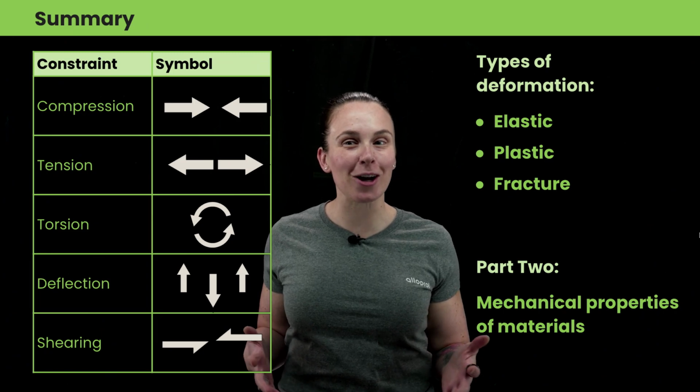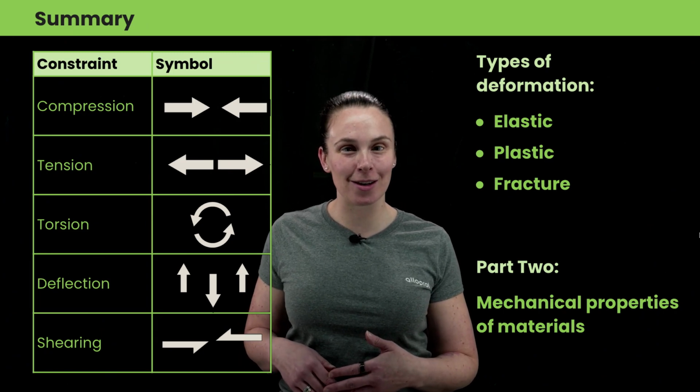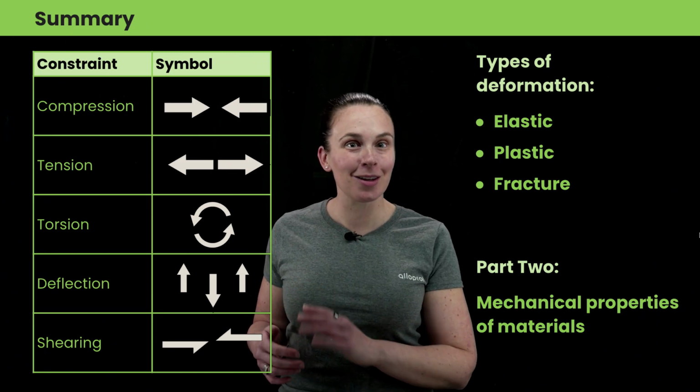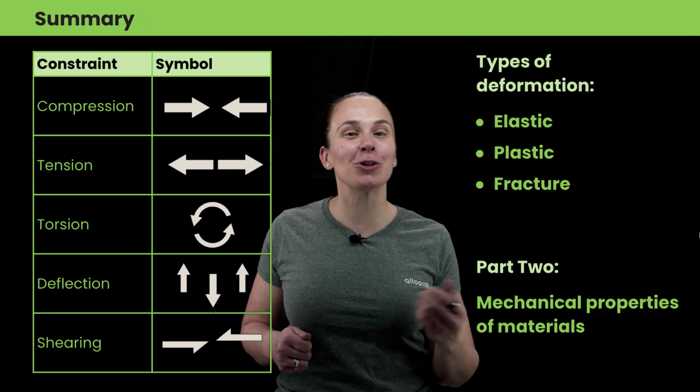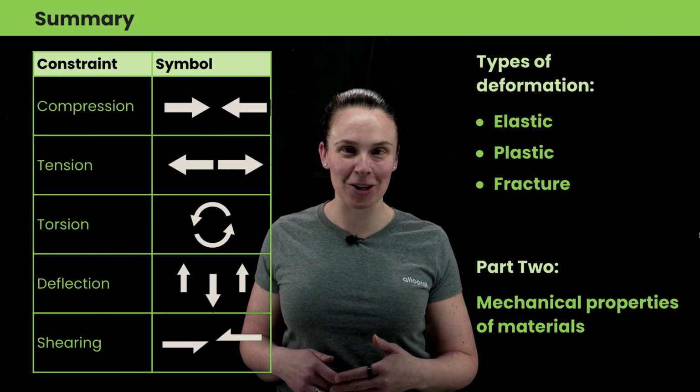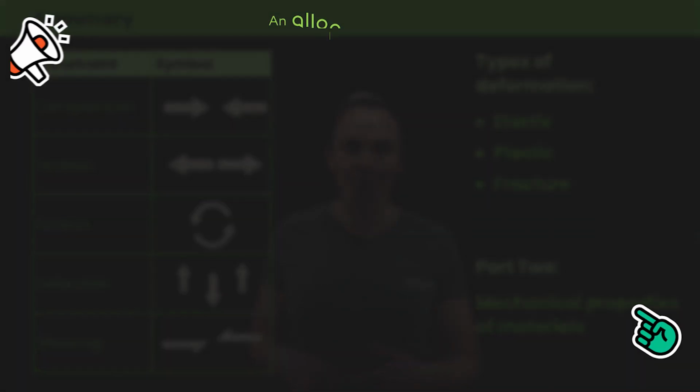There you have it. So we've talked about the 5 different constraints that exist, their arrows, as well as the 3 types of deformation. So hop on over to part 2 so you can check out the mechanical properties of materials.